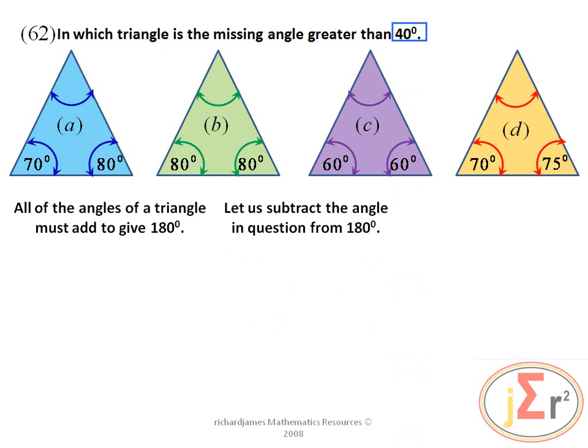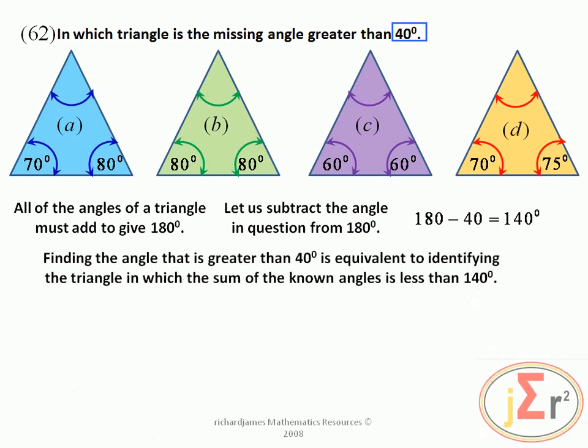So let us subtract the angle in question from 180 degrees. In which triangle is the missing angle greater than 40 degrees? If the missing angle is 40 degrees, the other two angles in the triangle must add to give 180 minus 40, which is 140 degrees. So finding the angle that is greater than 40 degrees is equivalent to identifying the triangle in which the sum of the known angles is less than 140 degrees.